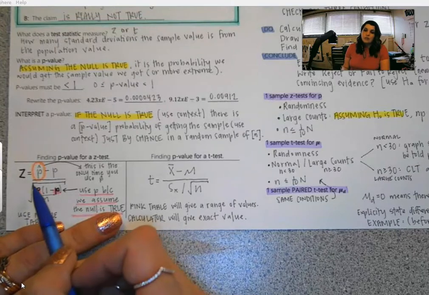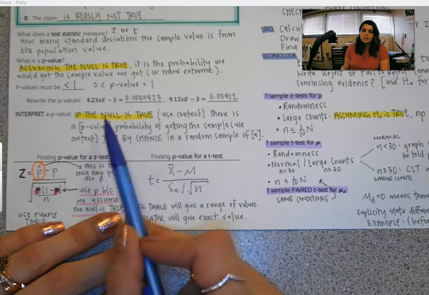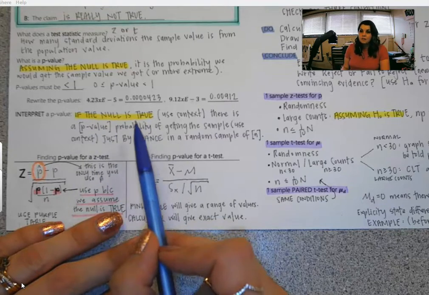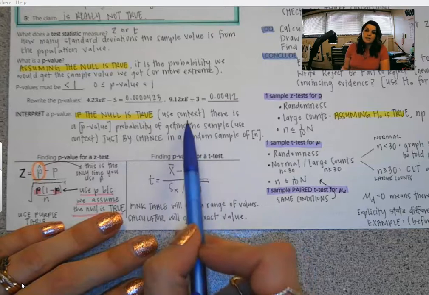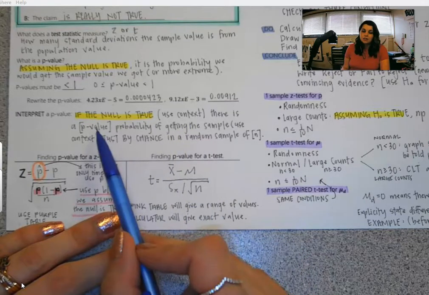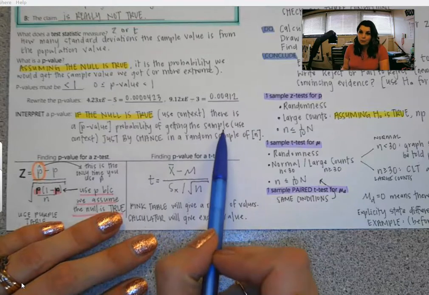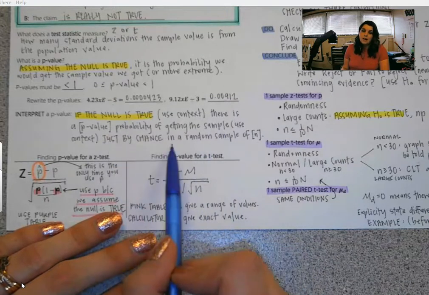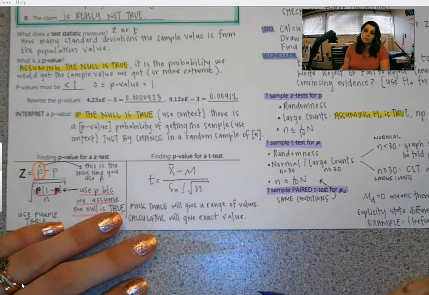If I'm using that battery example, if the null is true, you would say: if this company's batteries truly last for 18 hours, there is a 3% probability of getting a sample value of 15 hours just by chance in a random sample of 8 batteries.